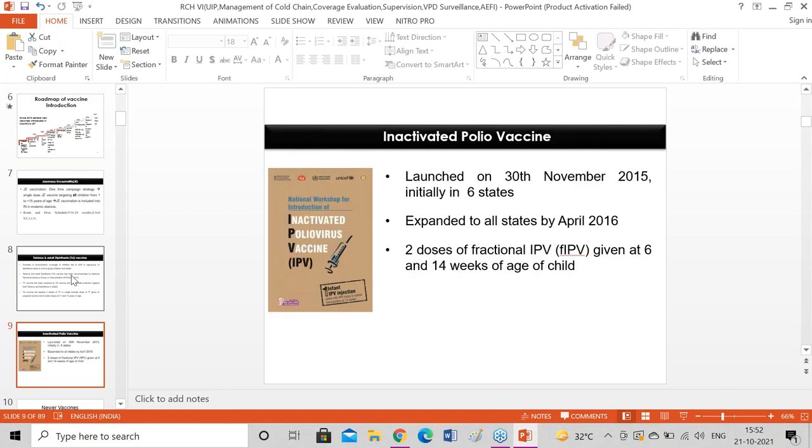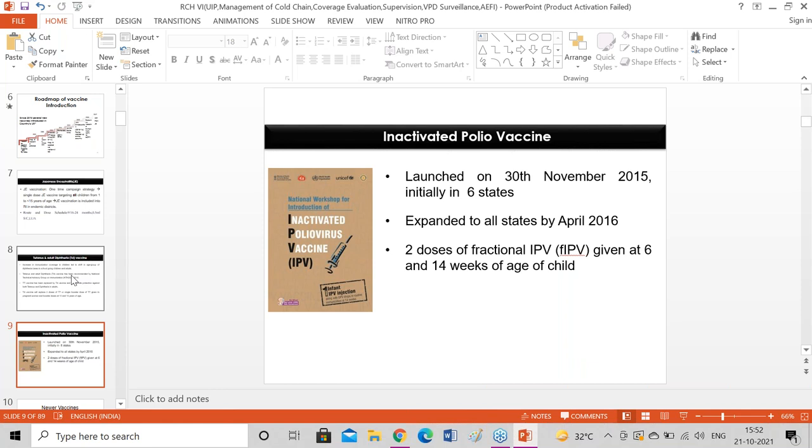Then similarly, the inactivated polio vaccine launched on 30th of November 2015, initially in 6 states, expanded to all states by April 2016. Two doses of IPV are given. I am sure you know this, given at 6 and 14 weeks of age. Earlier we were only giving an intramuscular dose. We were giving 0.5 ml at 14 weeks IM.